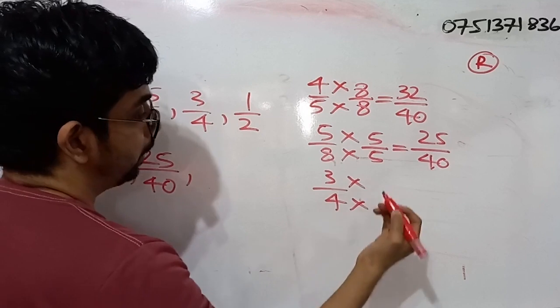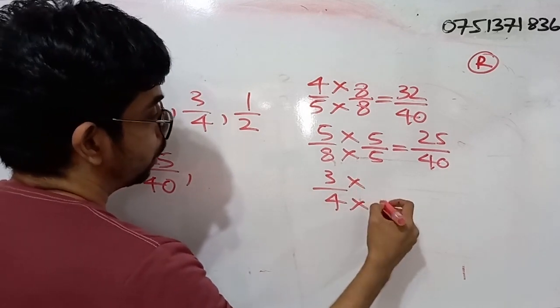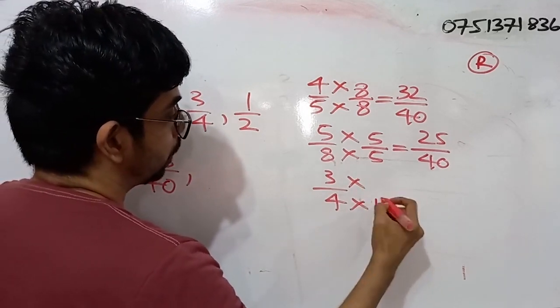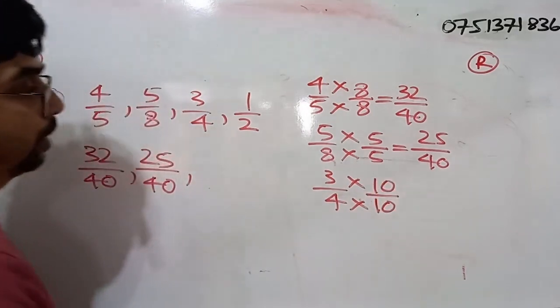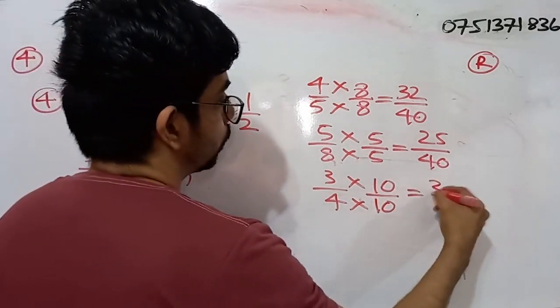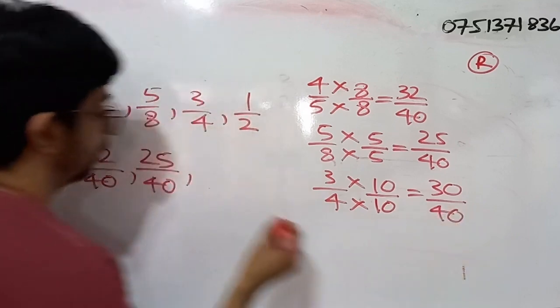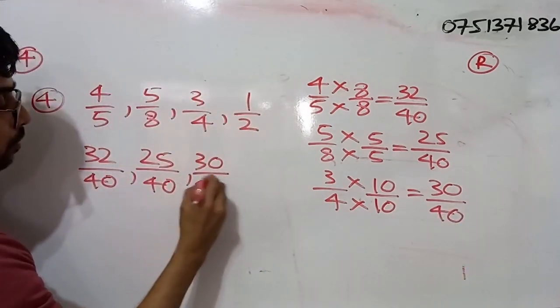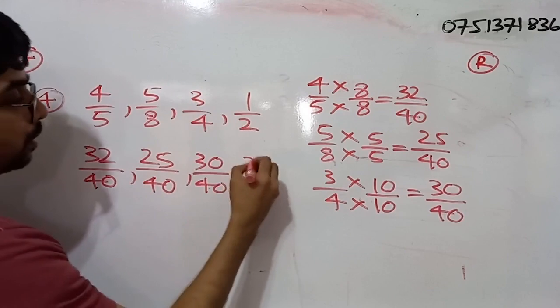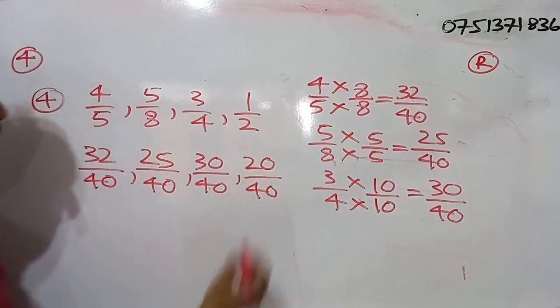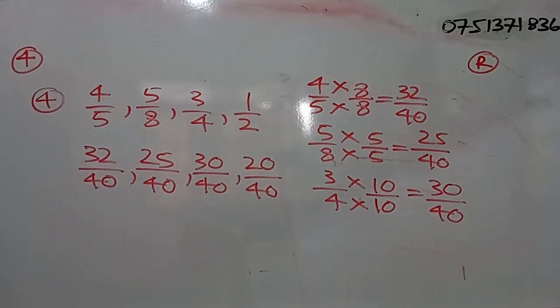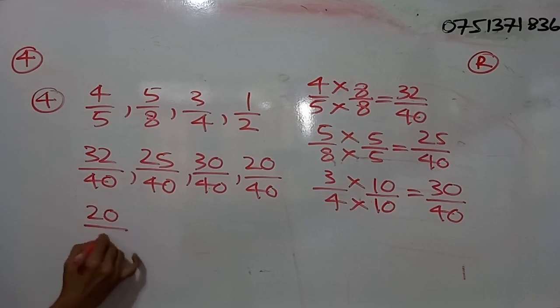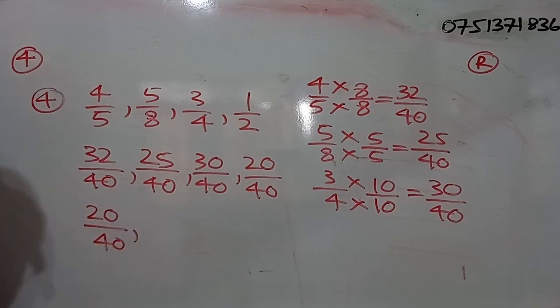I will be multiplying the denominator by 10 and the numerator by 10 also. So 30 by 40. 30 by 40. Then half means what? 20 by 40. Right, now it is easier for us to do the comparison. So by observing the numerators, right? 20 by 40, that is the smallest fraction here.